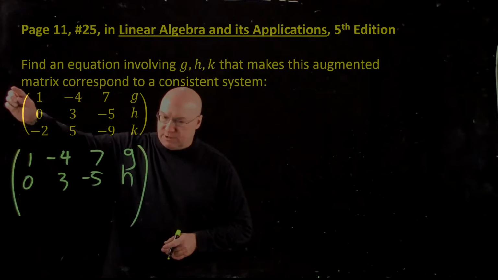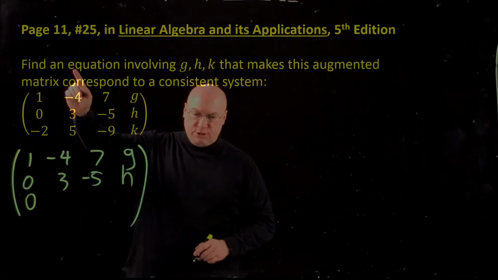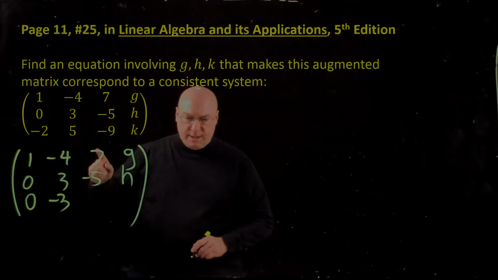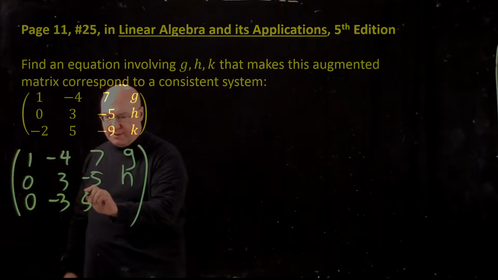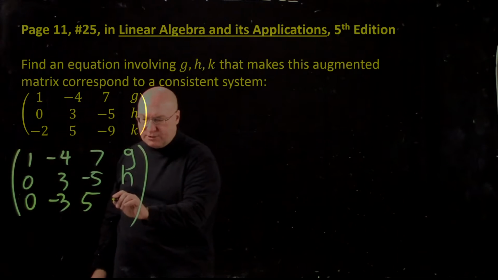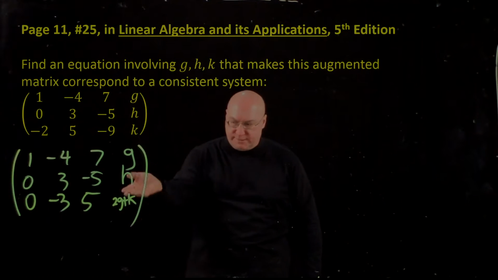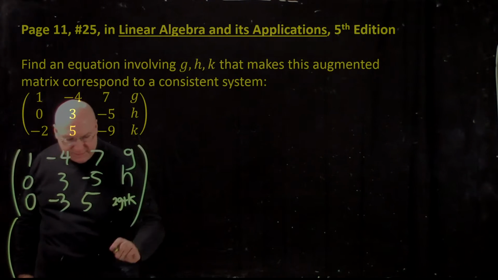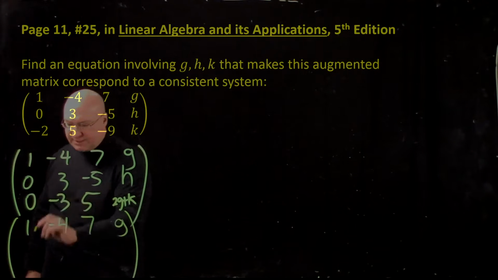So let me just go right here, 2 times 1 added there gives me 0. 2 times negative 4 is negative 8, added there gives me a negative 3. 2 times 7 is 14, added down there gives me a positive 5. And 2 times g added to k, I can just write it as 2g plus k, right? That's some number, I just don't know what it is, but it's 2g plus k, definitely. Okay, next, I'm going to keep my first row the same, and keep my second row the same.